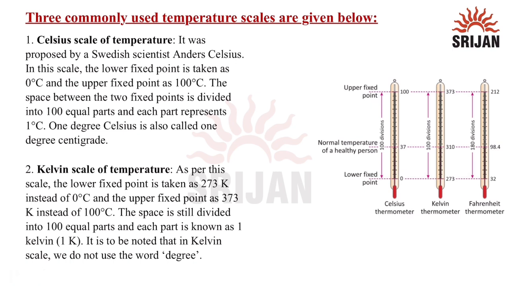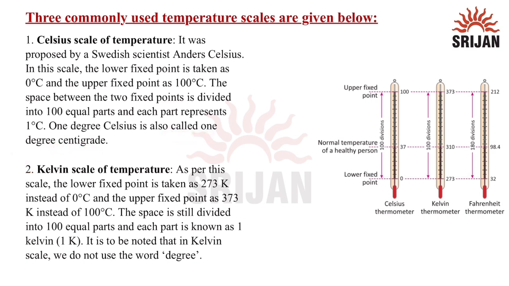Now, three commonly used temperature scales are given below. First is the Celsius scale of temperature. It was proposed by a Swedish scientist, Andreas Celsius. In this scale, the lower fixed point is taken as 0 degree Celsius, and the upper fixed point is taken as 100 degrees Celsius. The space between the two fixed points is divided into 100 equal parts, and each part represents 1 degree Celsius. 1 degree Celsius is also called degree centigrade.